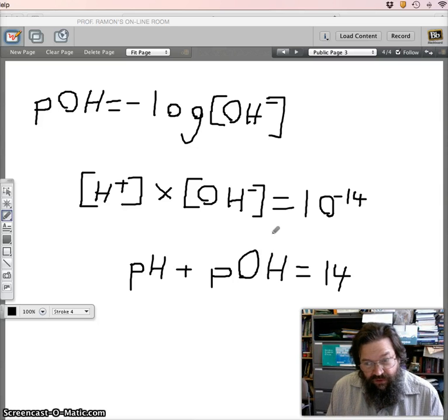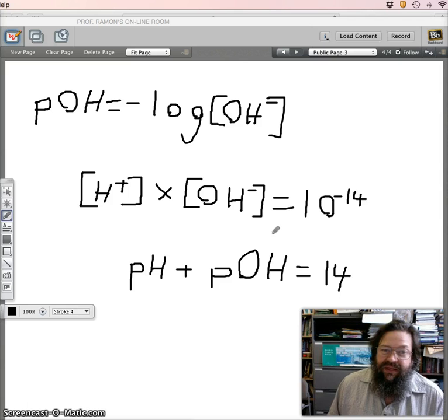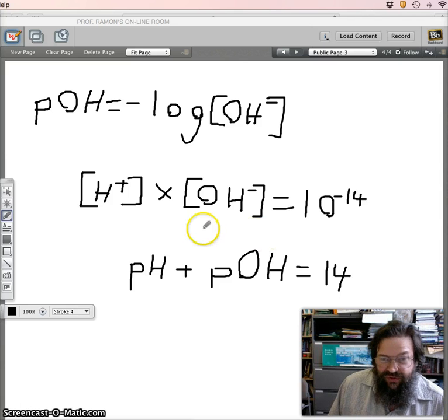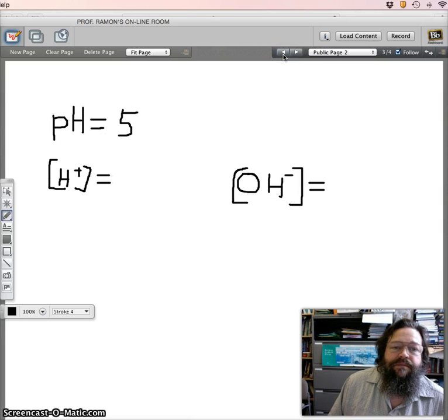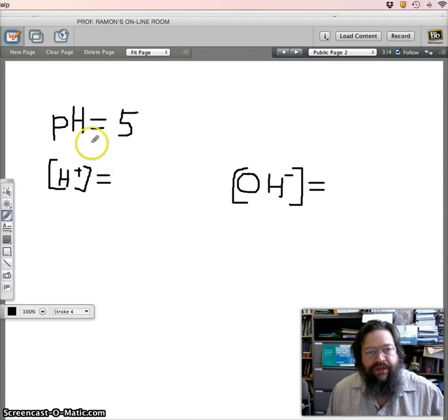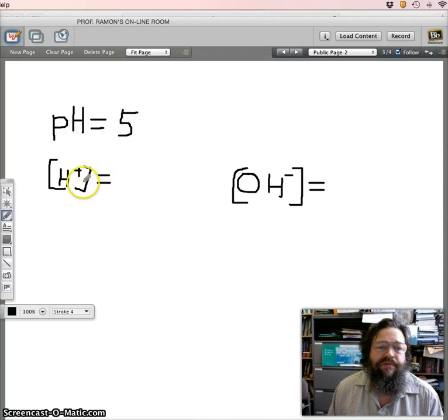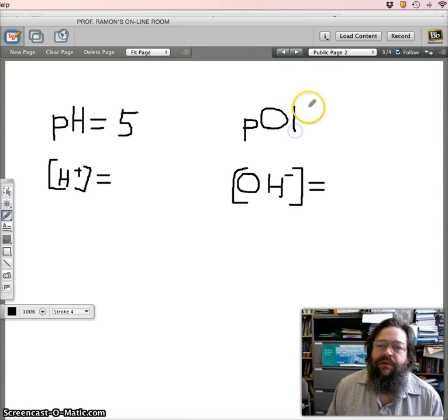All you really have to do to figure these out is to add and subtract up to 14. It sounds like it's logarithms, but it's actually easier than that. So let's take a look at a problem that we might do. Suppose we've got a pH of 5, and I want you to figure out what the hydrogen ion concentration is, what the hydroxide ion concentration is, and let's also add in here figuring out what the pOH would be.